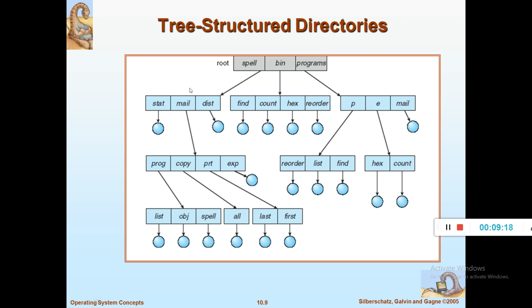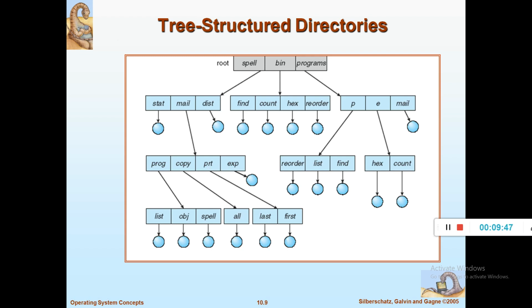Spell again is going to have subdirectories and files here. In this spell, mail is a subdirectory, and stat and dist are files here. Again, mail has directories: prog, copy, and prt are the three directories, and exp is the file here. Simply, what we are going to define is that intermediate levels are going to be called directories, and the leaf nodes are going to be called files here.